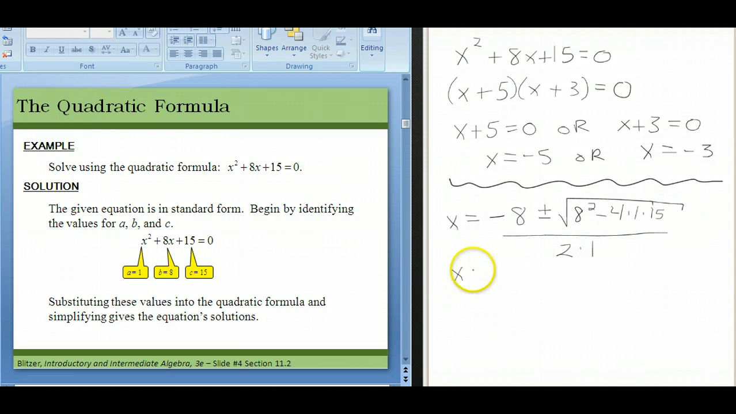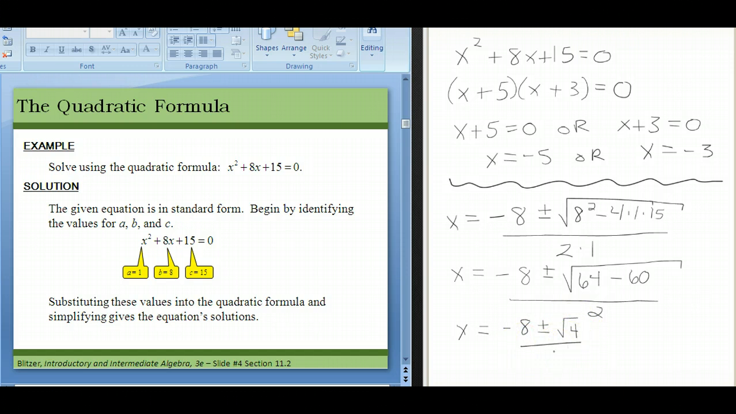Okay, now let's do some simplifying here. Negative 8 plus or minus. Notice the plus or minus here is giving us two answers, right? It's saying we'll have negative 8 plus what's under the radical, and negative 8 minus what's under the radical. So in the end, we are going to get two answers. We'll just have to do some simplifying first. Okay, so this is 64 minus 4 times 15, which is 60, all over 2. Let's keep going. x equals negative 8 plus or minus square root of 4 all over 2.